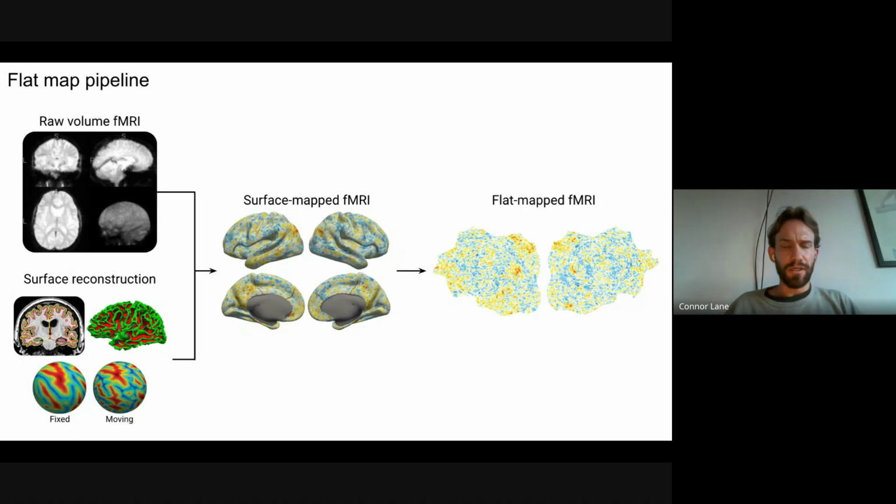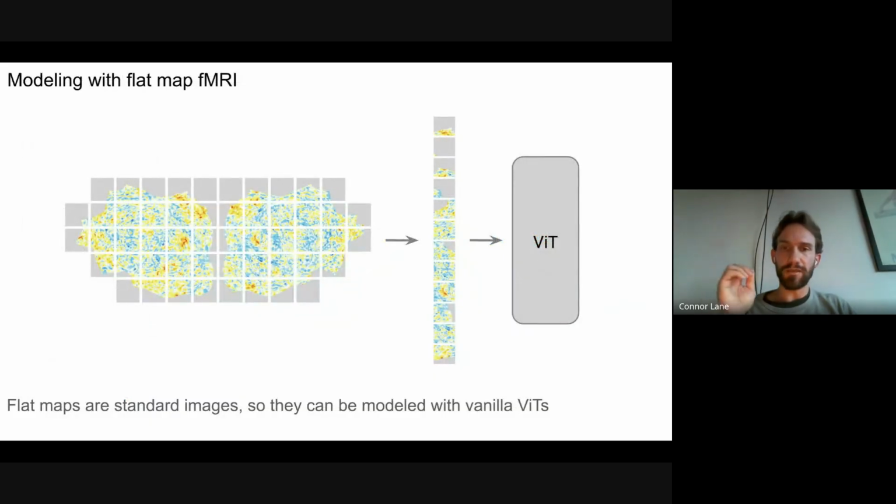Okay, so the main takeaway that I want to emphasize here is that this flat map representation is a representation of the fMRI, and it is an image, like a flat image like this. And the reason this is important is that once we have our data represented in image format, the key thing that we gain is the ability to pass them through standard vision models like vision transformers.